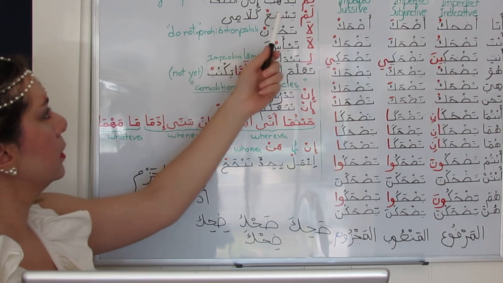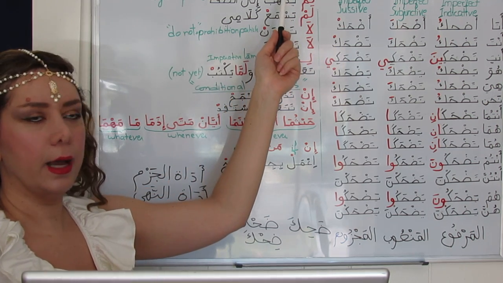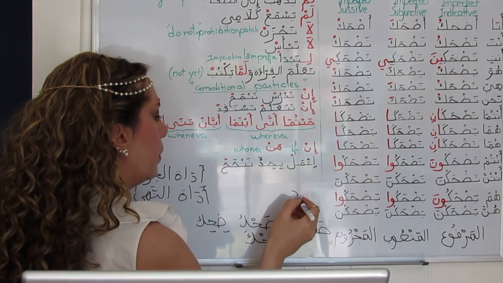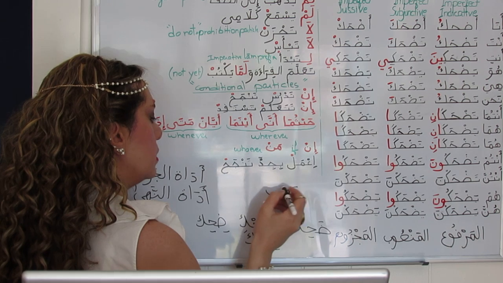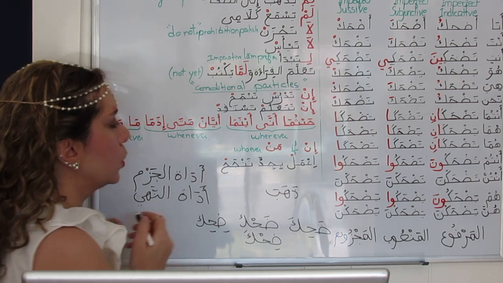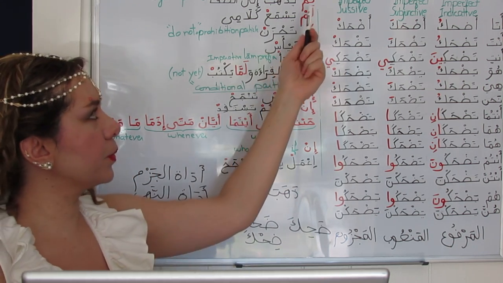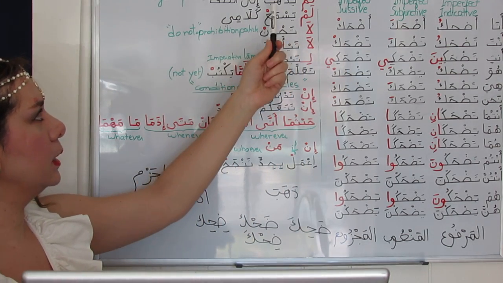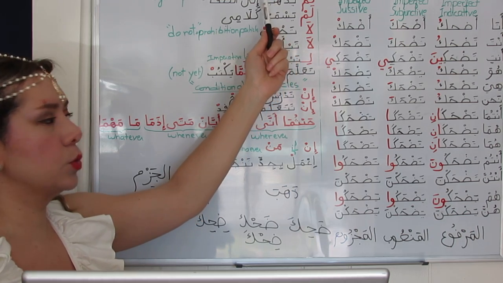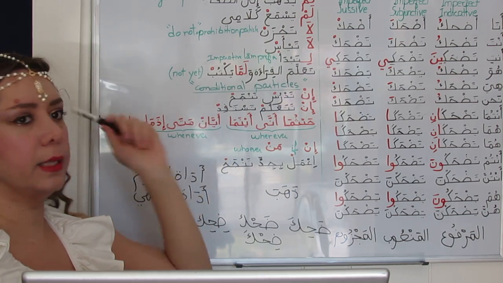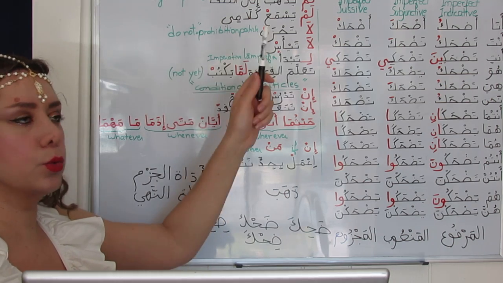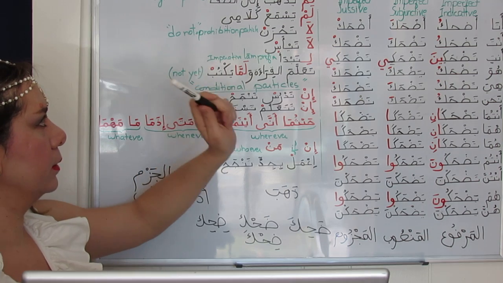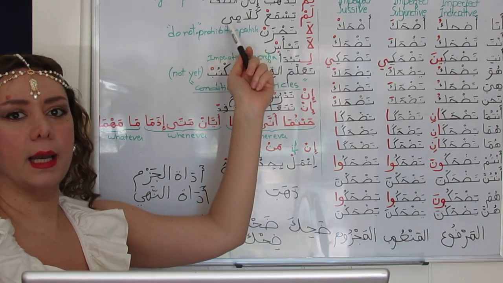Negative particle. So لم يذهب إلى الصف. The verb ذهب conjugated in the present tense. ذهب means to go. And because it's preceded by the jussive particle لم, it will be in the jussive mood with sukun at the end. لم يذهب, he didn't go to the class. لم يذهب إلى الصف.